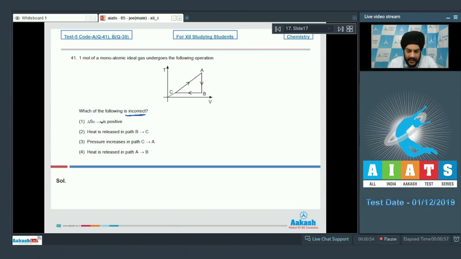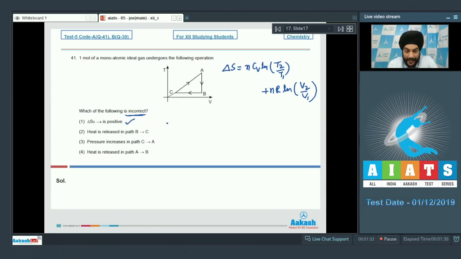Option number 1 says delta S from C to A is positive. If we talk about the path from C to A, students, we can clearly see that the temperature increases as well as the volume increases. So delta S is given by nCv ln T2 by T1 plus nR ln V2 by V1. Since T2 and V2 are both greater than T1 and V1 respectively, the delta S from path C to A will come out to be positive, students.